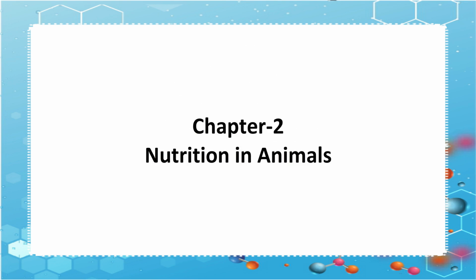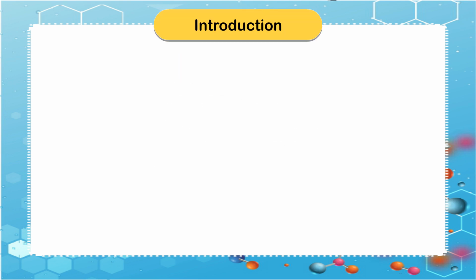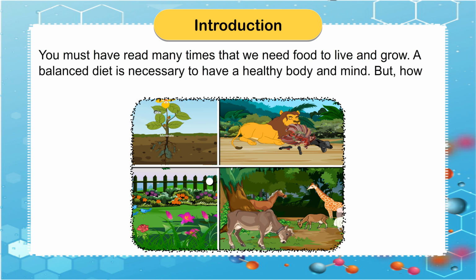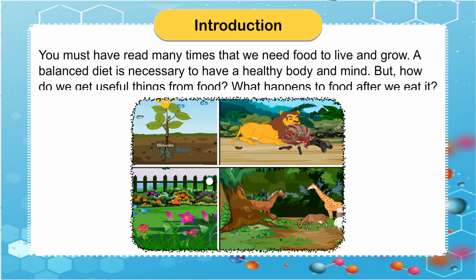Chapter 2. Nutrition in Animals. Introduction. You must have read many times that we need food to live and grow. A balanced diet is necessary to have a healthy body and mind. But, how do we get useful things from food? What happens to food after we eat it?